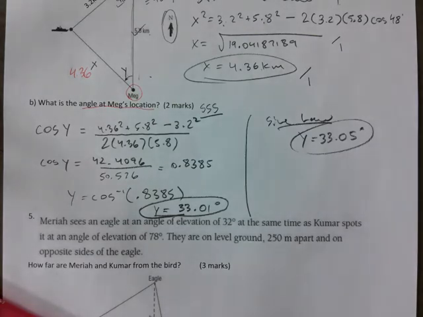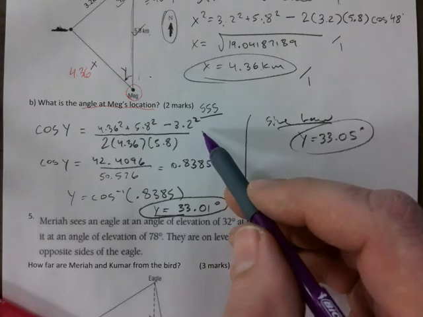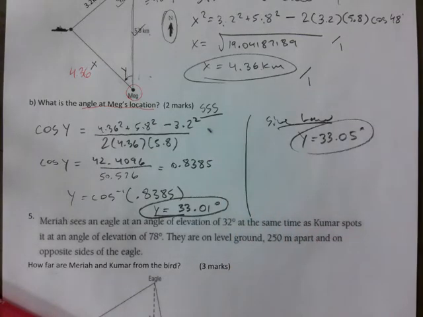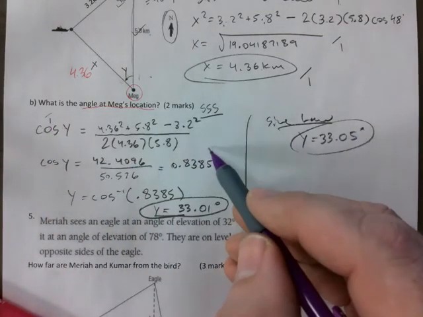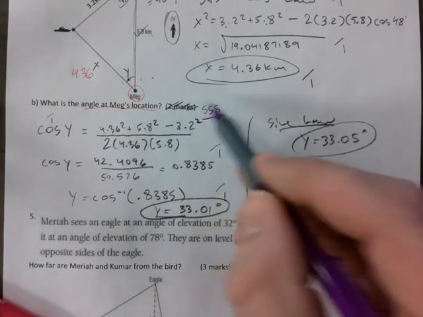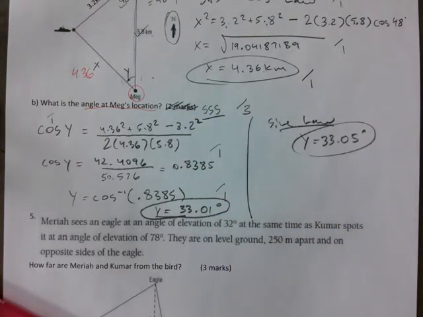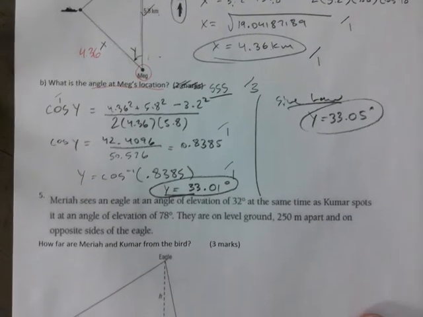Yep. So you know what? I will give you 1 mark for choosing the law you chose. So sine law or cosine law, 1 mark for the work, and 1 mark for the answer. So we'll make this out of 3. 1 mark for the law, if you use sine law or cosine law, 1 mark for the work, 1 mark for the final answer. We're almost there.